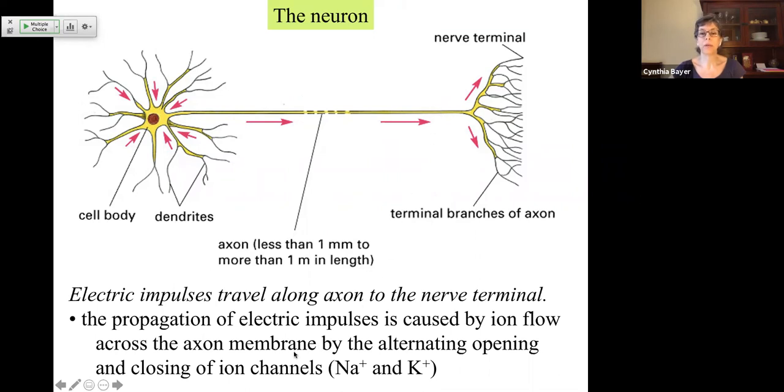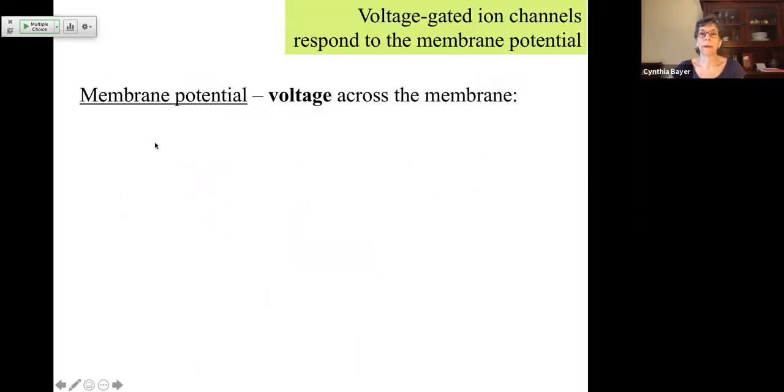And we're going to see how those changes in membrane potential, the changes in the difference in charge on either side of the membrane, are associated with opening and closing of ion channels, voltage gated ion channels. Particularly, we'll be talking about a sodium ion channel. So let's remind ourselves of a couple of terms. We're looking at voltage gated ion channels. They're closed when the membrane is polarized. They're open when the membrane is depolarized.